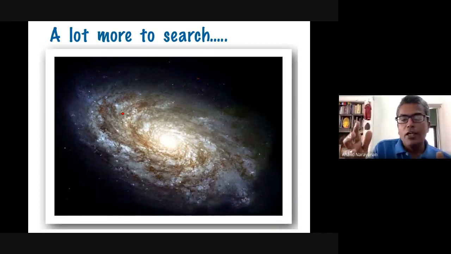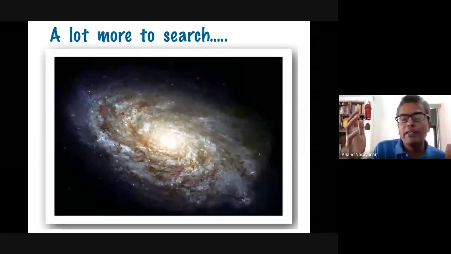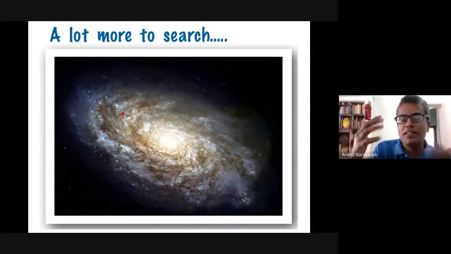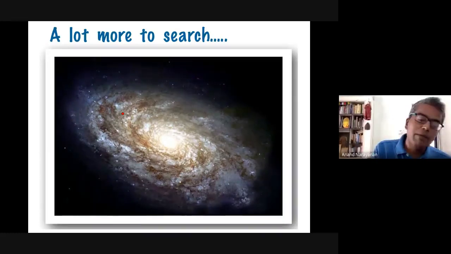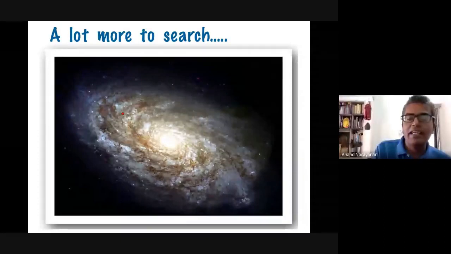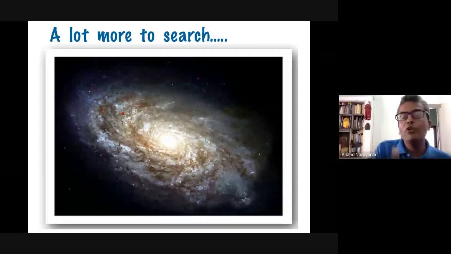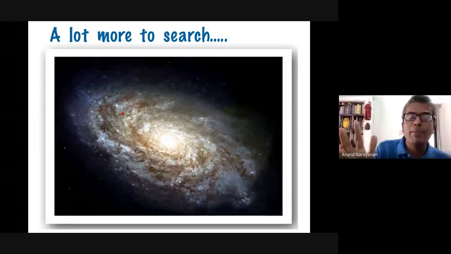And what is even more amazing is that the number of stars that astronomers have looked at to find these 4,200 planets is less than 10% of the stars in the Milky Way galaxy. So let's say that this is our galaxy, the Milky Way galaxy. We cannot take a picture of the Milky Way galaxy like this because we are inside the Milky Way galaxy. But suppose we could go out of our galaxy and take a picture of the Milky Way, it would look like this.